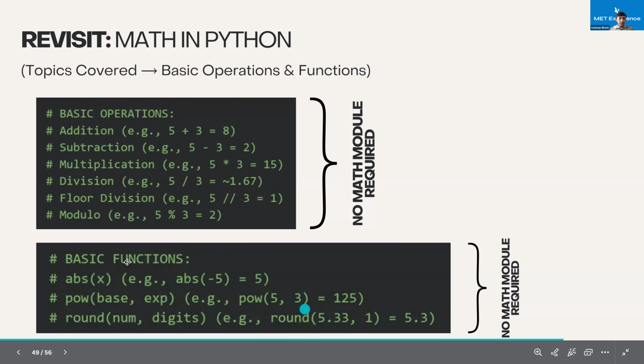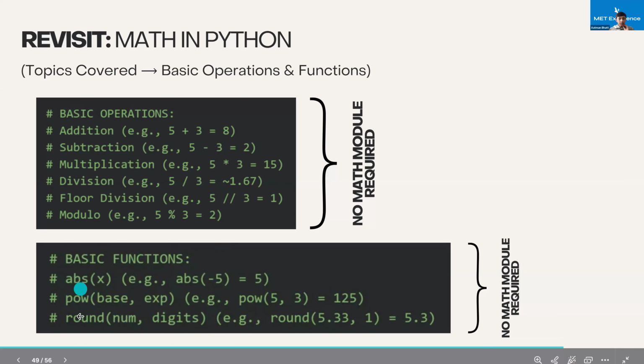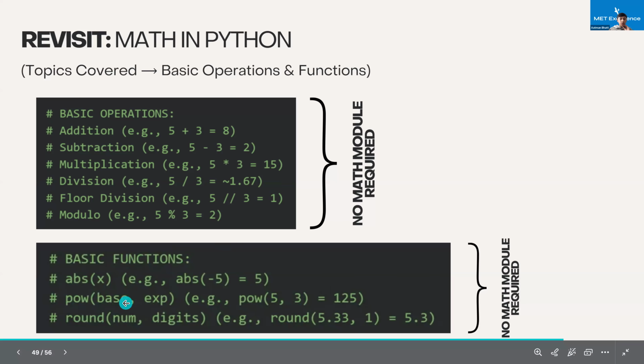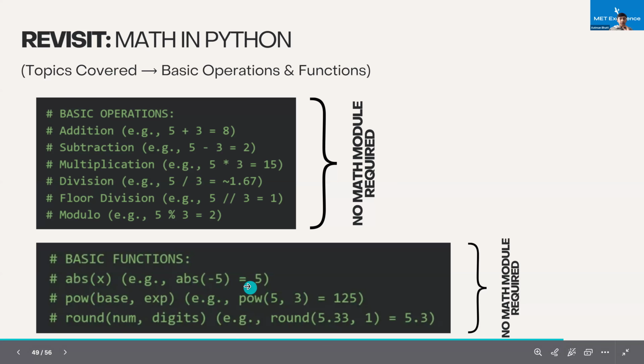Next, we have some of the basic functions, other functions without the math module. For example, we could take the absolute value of any number, right? If you guys don't know what absolute value is, basically it takes any number in this function and always outputs the positive version of that. So if you have the absolute value of 5, it's just going to be 5. If you have the absolute value of -5, it's also going to be 5. So it's always positive. It can never be a negative output.